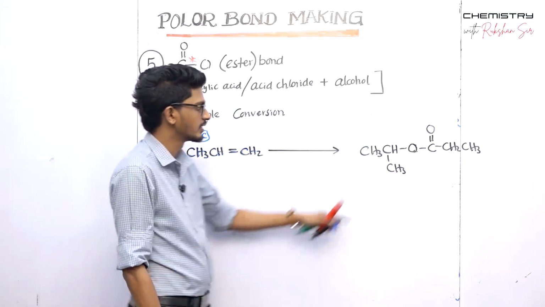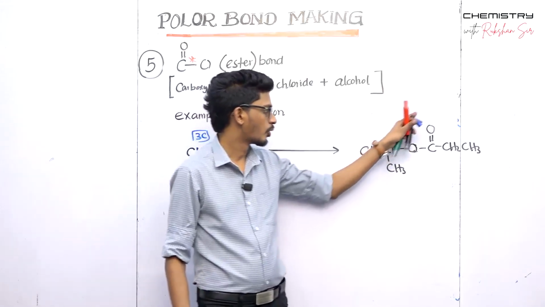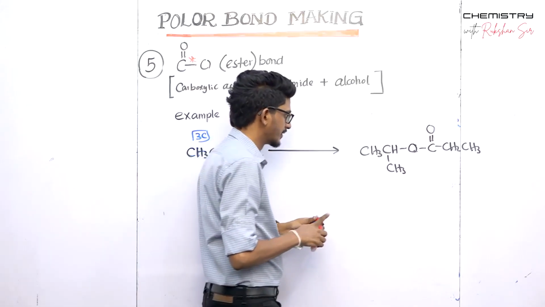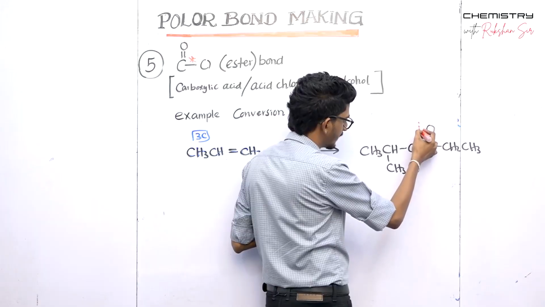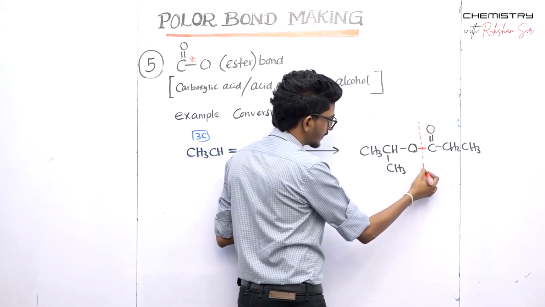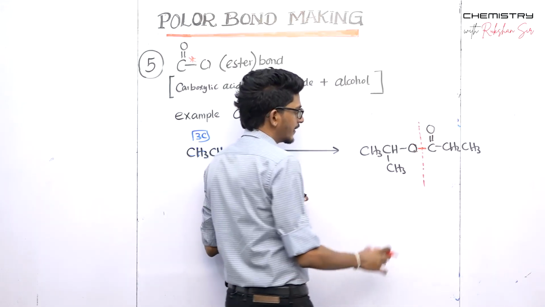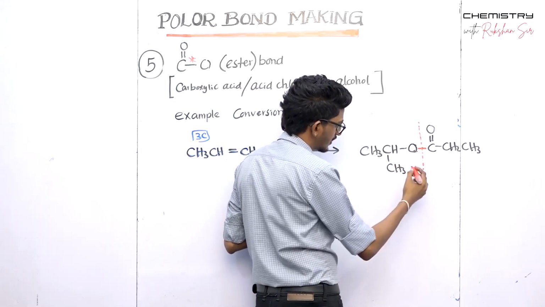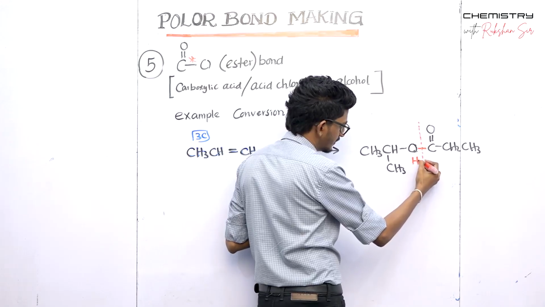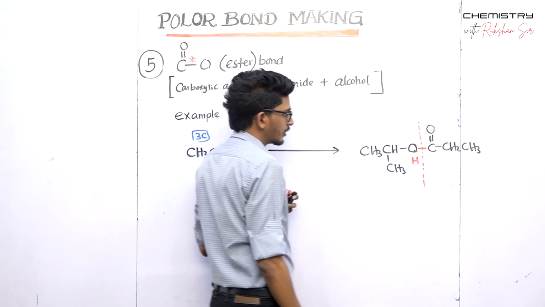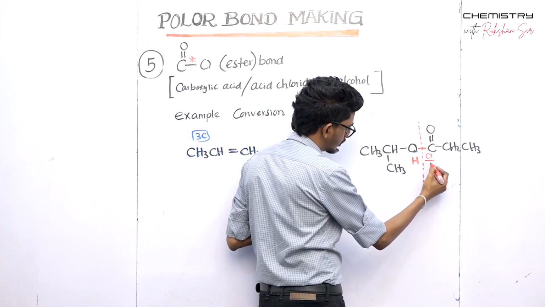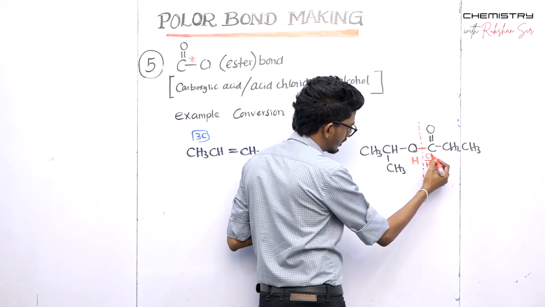And when you look at this one, you clearly see this polar bond, the ester bond, appearing there. So you have to break that ester bond. So this is the bond to break, right? To the oxygen side, you can add the hydrogen. To the carbon side, you can add the chlorine or the OH. Both are available.